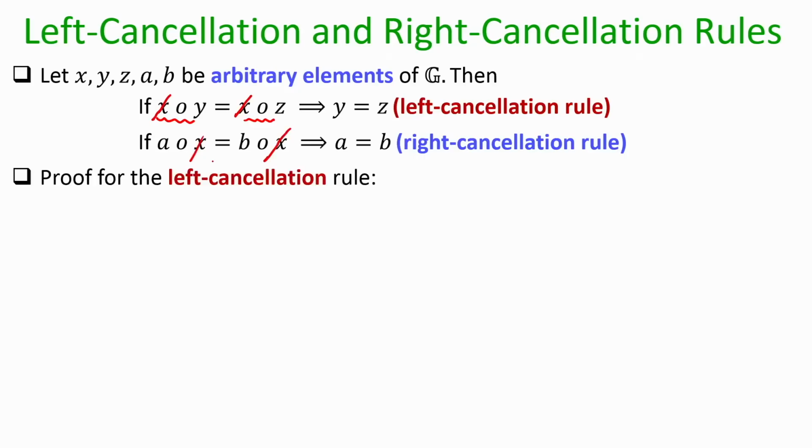So, let us prove the left cancellation rule. A similar proof you can give for the right cancellation rule, and I will give the proof for any abstract group G along with the corresponding abstract operation O, and I will give a direct proof. So, imagine that your premise for the left cancellation rule is true, namely x operation y is equal to x operation z.